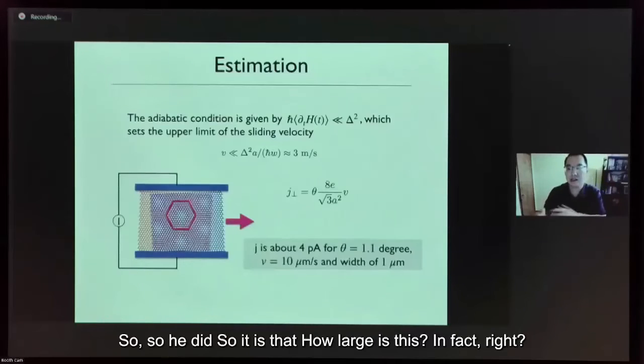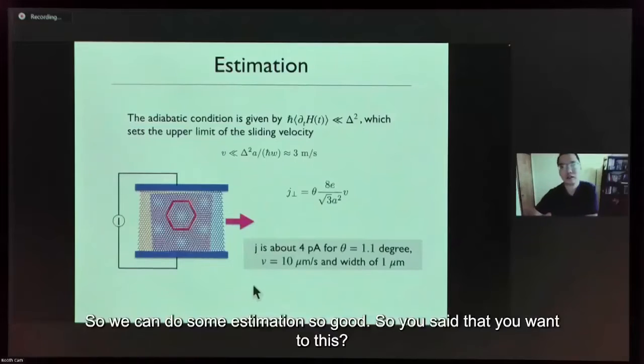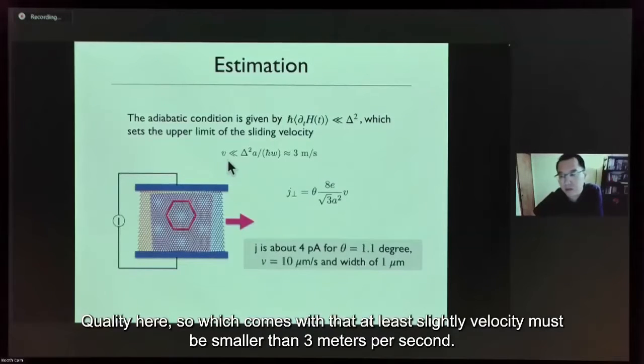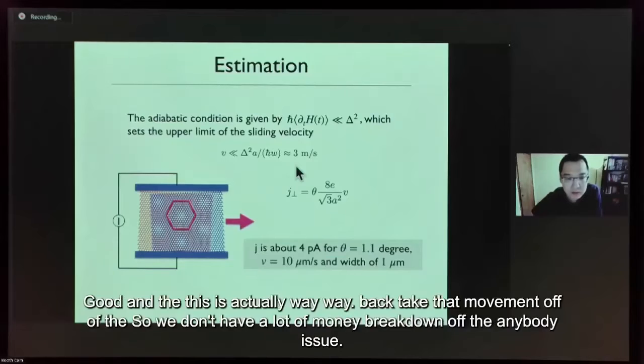So exactly how large is this effect? We can do some estimation. First, you want to have this adiabatic requirement, which is given by this inequality here, which tells you that the sliding velocity must be smaller than 3 meters per second. This is actually way above any sort of realistic movement of the layers, so we don't have to worry about the breakdown of the adiabatic condition.